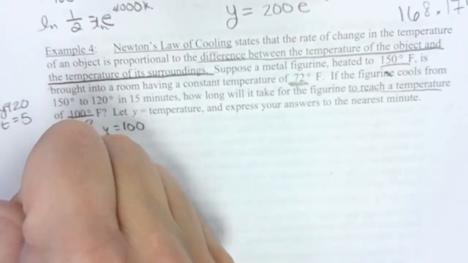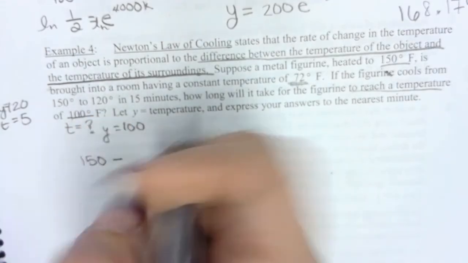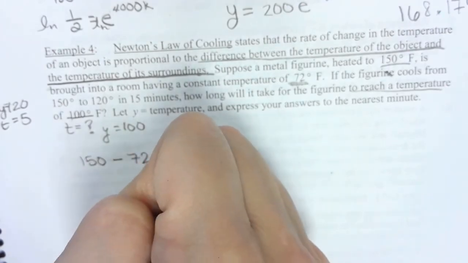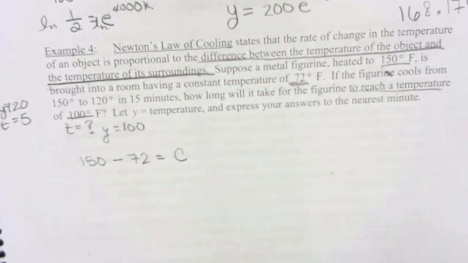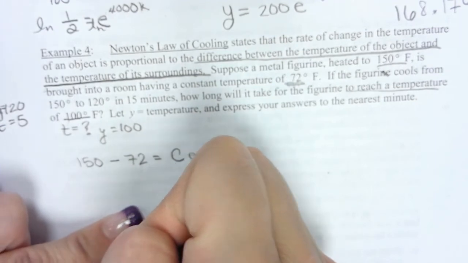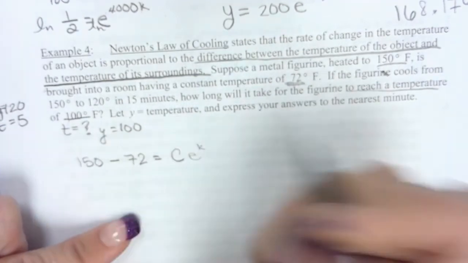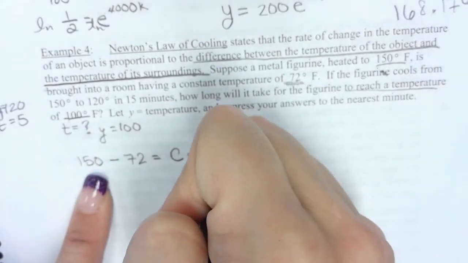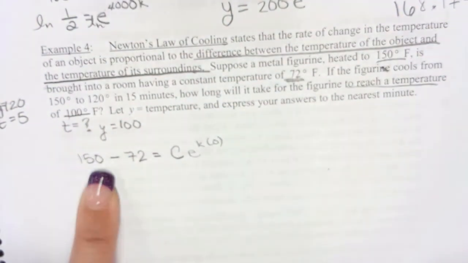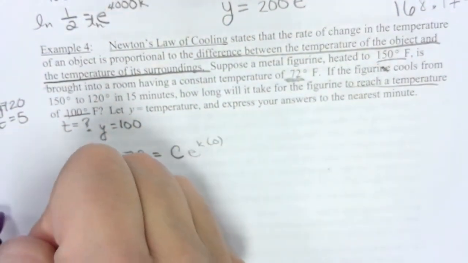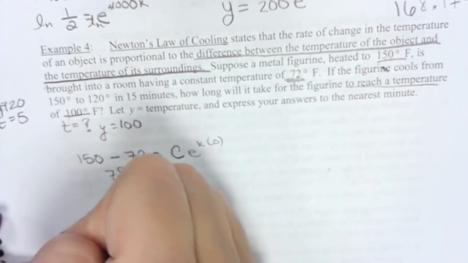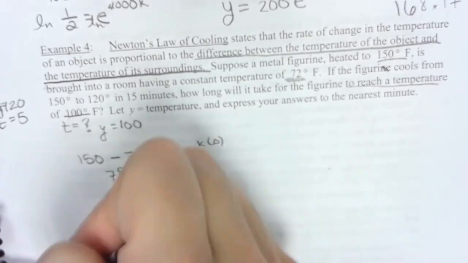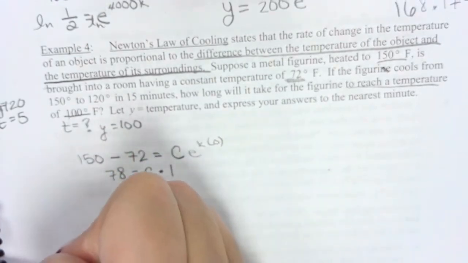I know that at 150 we're going to 72 degrees. We're trying to figure out that initial change, and that is going to be our initial time, right? Because we're starting at 150, so that's at time 0. As we are able to solve this, I get 78 equals C times, well, e to the 0 is 1. So C is 78.